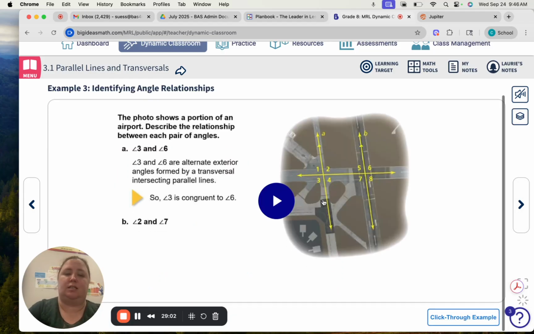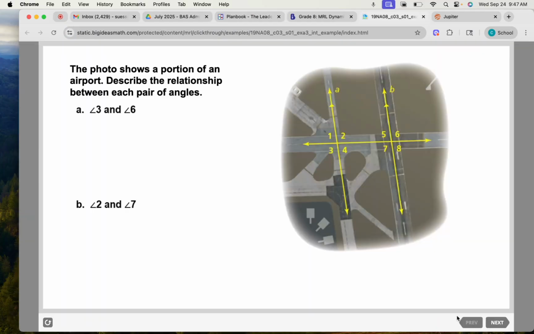All right, so let's look at example 3. This is an example of how you use this in the real world, engineer. Because engineers make our roads and our bridges. So this photo shows a portion of an airport. Describe the relationship between each pair of angles. So when I ask you to describe a relationship, I'm looking for words. Their corresponding angles, their vertical angles, they're congruent, those kinds of things.